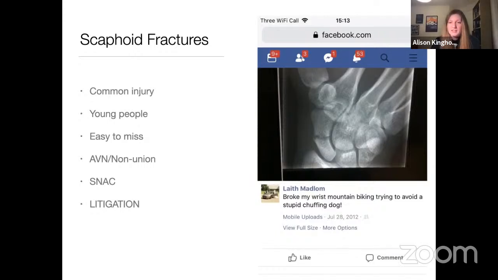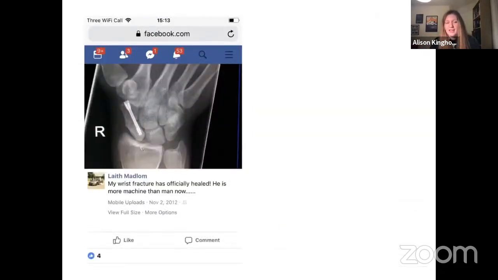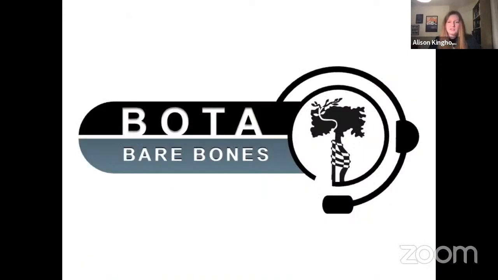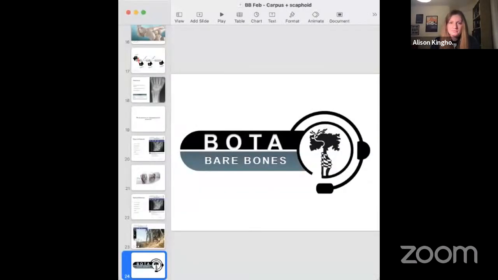Just in case you were worried, I'm pleased to report that nobody missed that scaphoid fracture. His was fixed nicely with a screw, as you can see here, and unfortunately for all of us, it in no way put him off his mountain biking. So lovely, that's all from me. I will stop wittering on and refer you back to George.